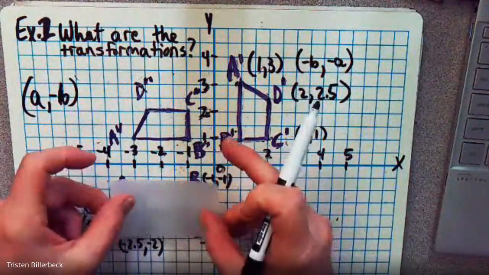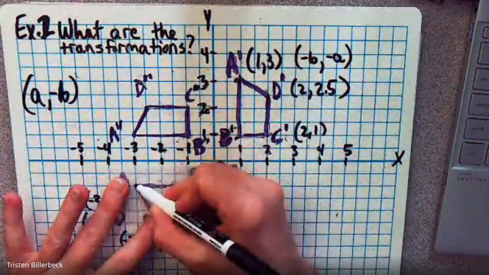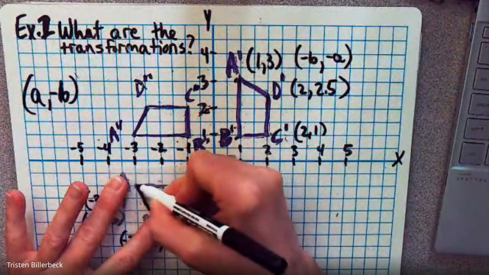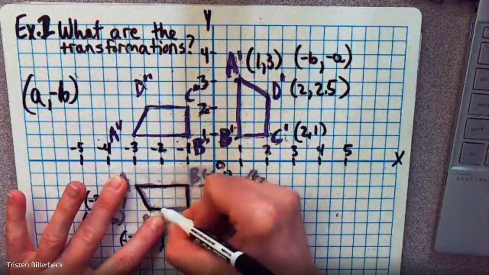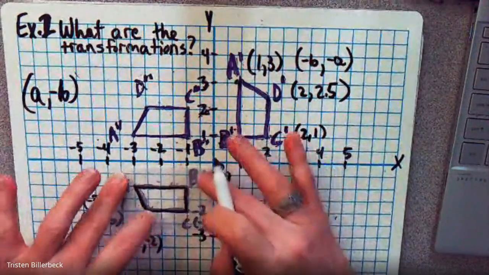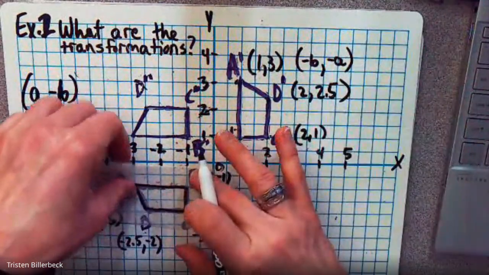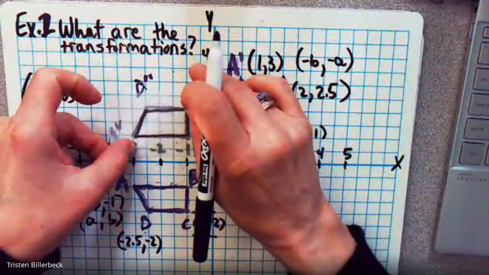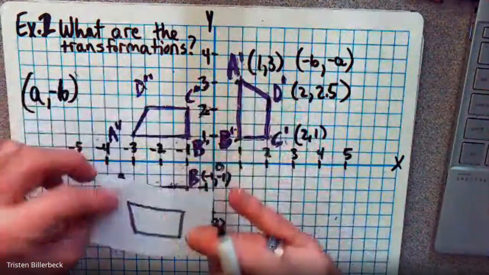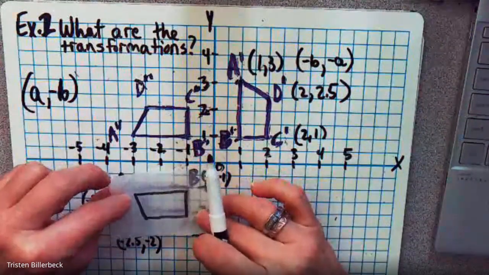So let's use tracing paper. You can use wax paper or parchment paper for this. So let's figure out what just happened here. Okay, so somehow we got from here to there. So that's definitely a reflection around the x-axis, but that's the second transformation. So we're trying to get over here.